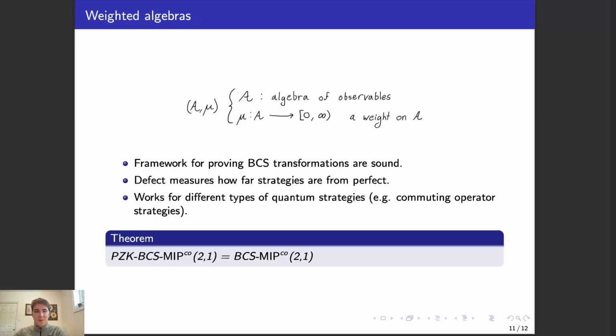And we expect that the weighted algebra formalism for reductions between BCS games will be useful in other contexts as well.